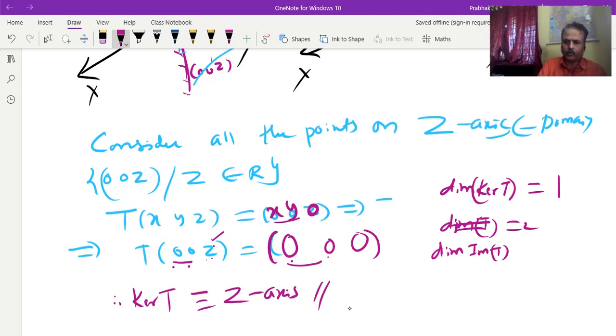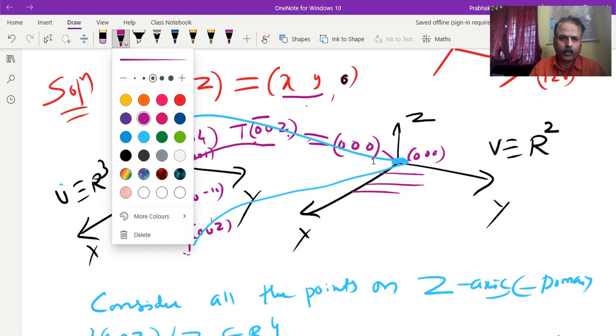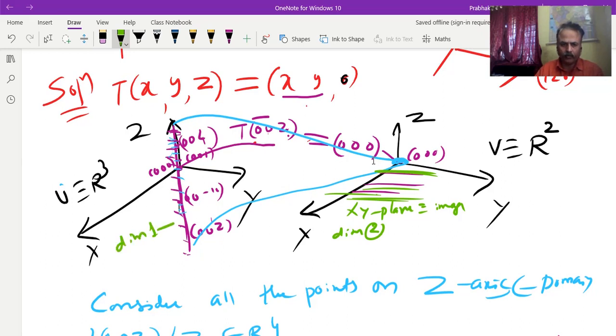Why is the dimension of the image of the transformation 1? I mean 2, because if you take any point in the xy plane, R2 plane here, this becomes the image. If I take a different color, this xy plane is the image. The entire three-dimensional space is going to fall on the xy plane. So this xy plane has dimension 2, and the kernel has dimension 1.